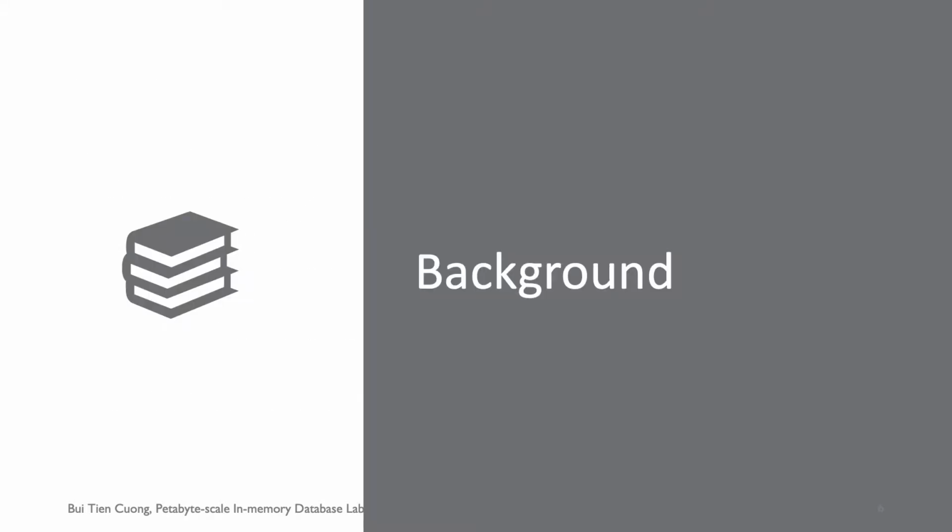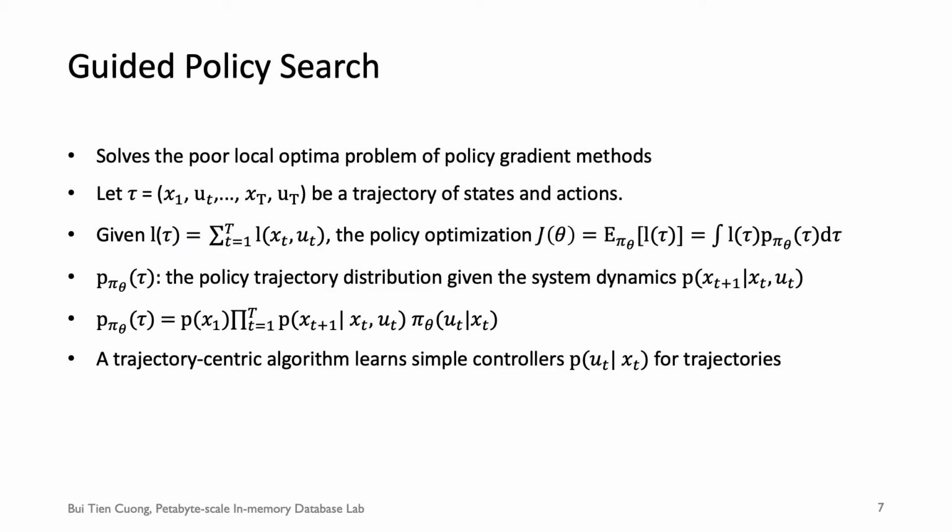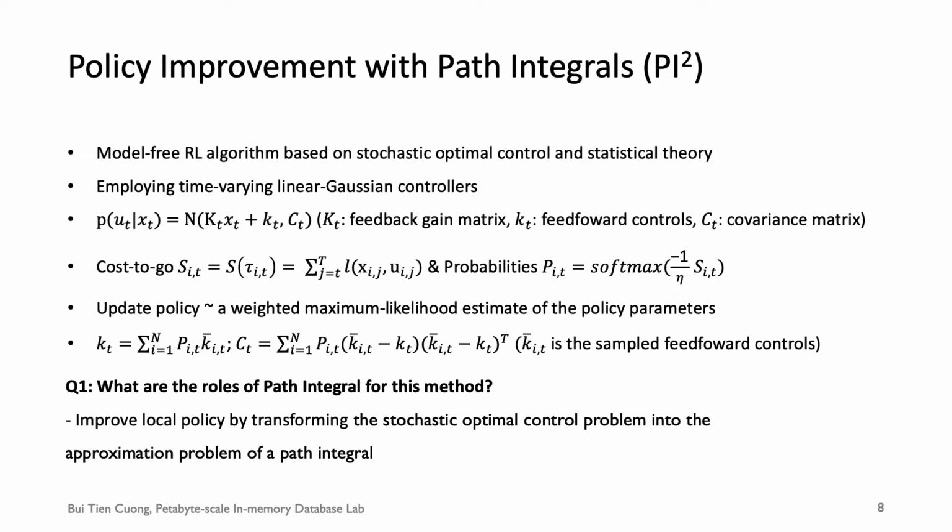Let me provide some background concepts of the paper. First, guided policy search is meant to solve the poor local optima problem of policy gradient methods. A sequence of actions and states can be represented as a trajectory. A trajectory-centric algorithm learns simple controllers for trajectories. Path integral is a model-free reinforcement learning algorithm based on stochastic optimal control and statistical estimation theory.